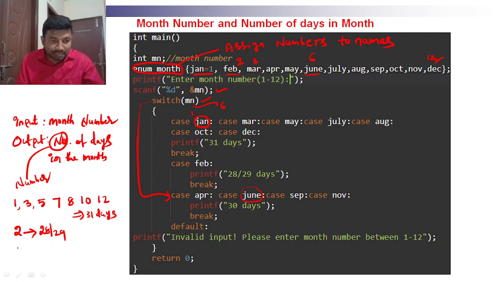And the rest of the months, right? April, June, September, November will have 30 days.